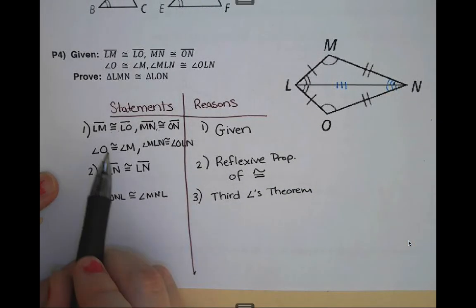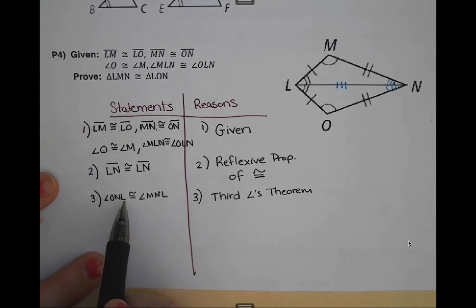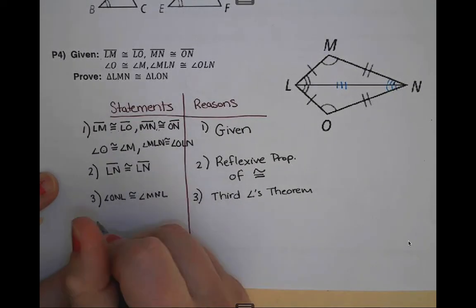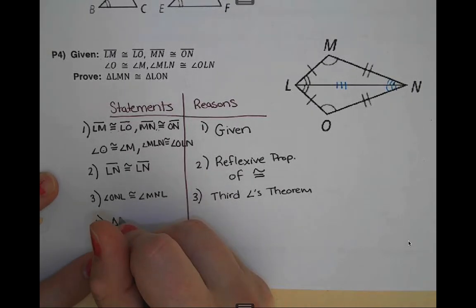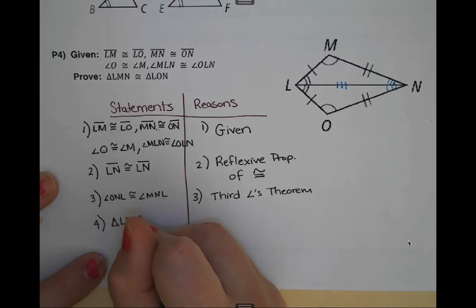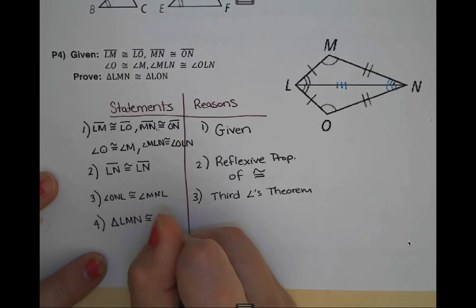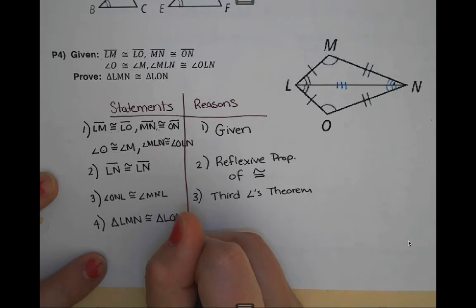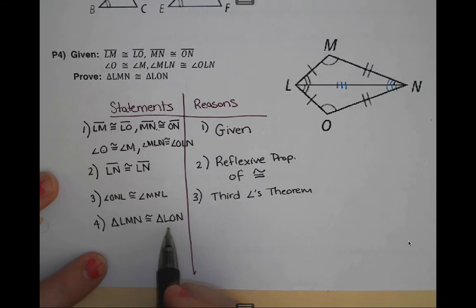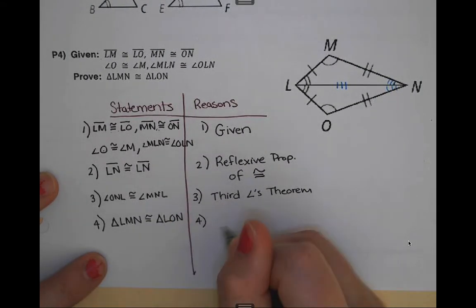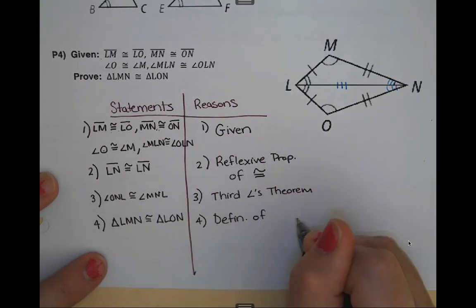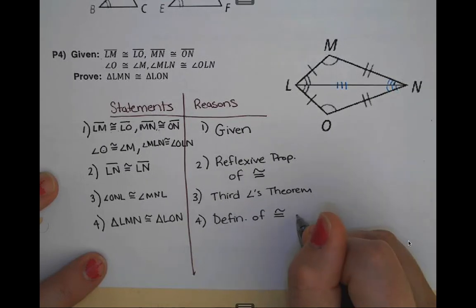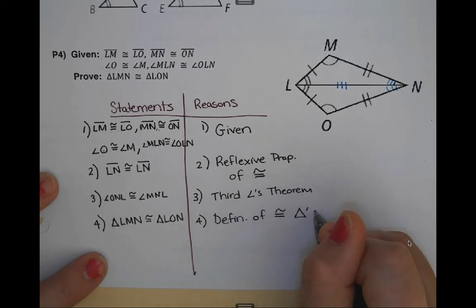I now have shown that all 3 pairs of angles, all 3 pairs of sides that correspond are congruent, so I can now have justification that the triangles themselves are congruent. So I'm just rewriting what I'm trying to prove, the congruency statement for the triangles. And I'm going to say my reason is definition of congruent triangles. All right.